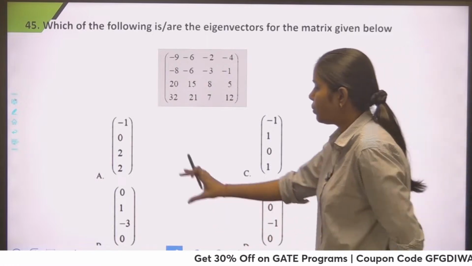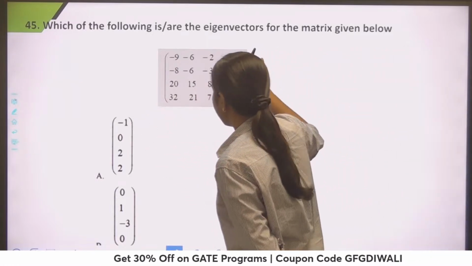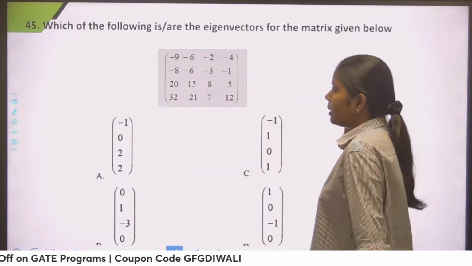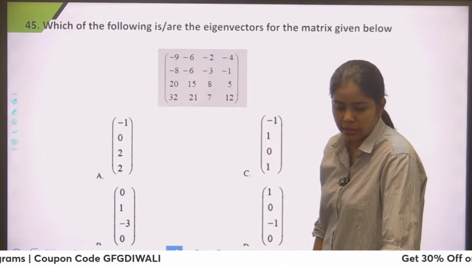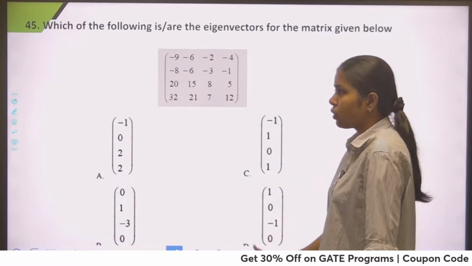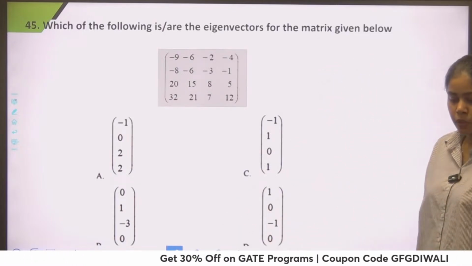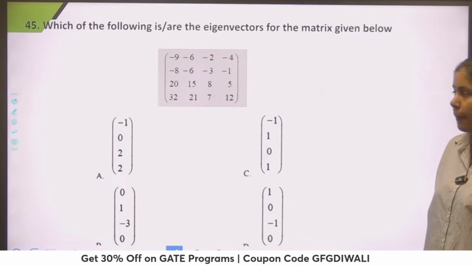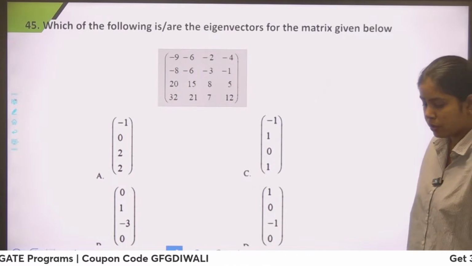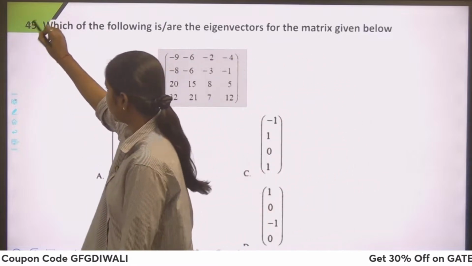So what would you do? You would take this vector and multiply with this vector. If you take something common and you get this vector, then this is an eigenvector. Otherwise, it is not an eigenvector. We already have solved this question. So I assume that you guys would solve this question by yourself, or should I solve it?